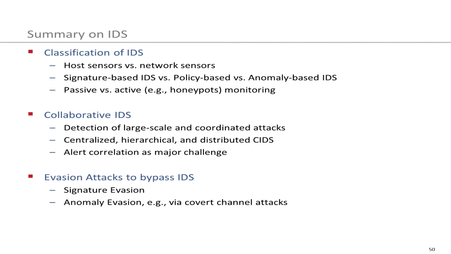And there are evasion attacks to bypass IDS. I've not covered this explicitly, but if you, for example, modify your signature just a little bit and your signature is too narrow, then you won't get detected anymore. It's especially the case for antivirus software, and that's why the databases are so large, because they have to cover every variation of the signature. And via covert channel attacks, for example, you can also evade anomaly based detection.